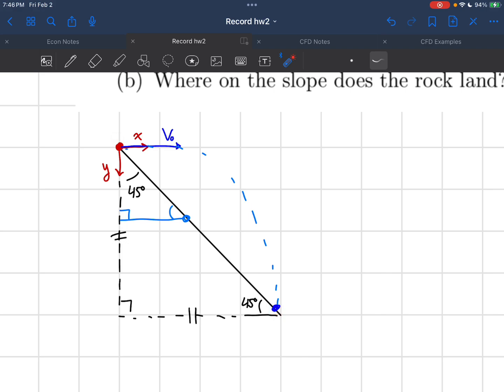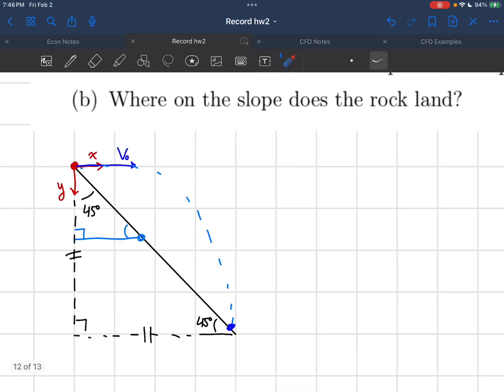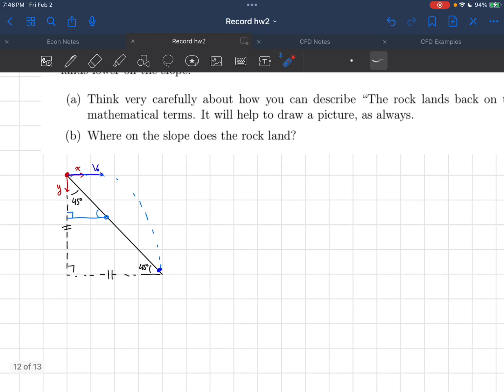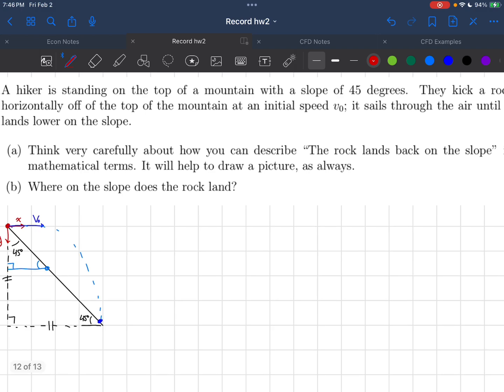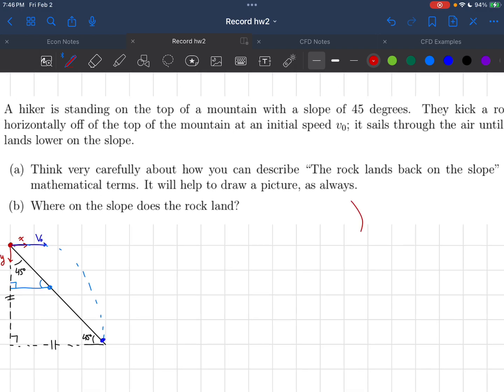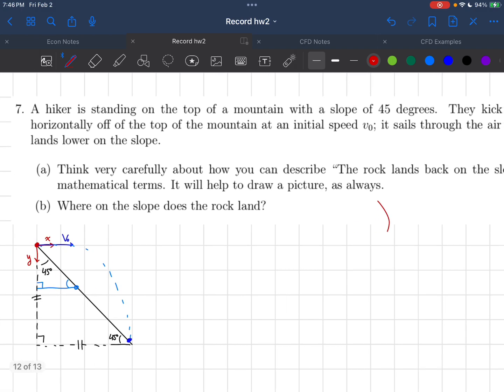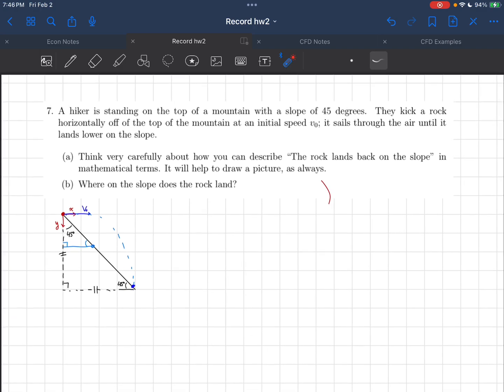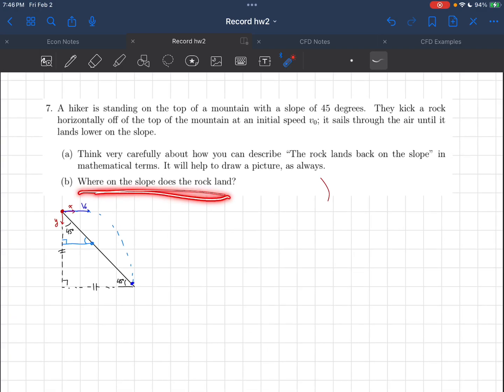Now that's not necessarily true if it's off the slope over here, right? Because I'll have some x and some y. But that's our indication that we're back on the slope. That's what we're asking. So if I'm thinking about how I'm describing all of this and what I'm solving for, I'm trying to solve for where on the slope the rock lands.